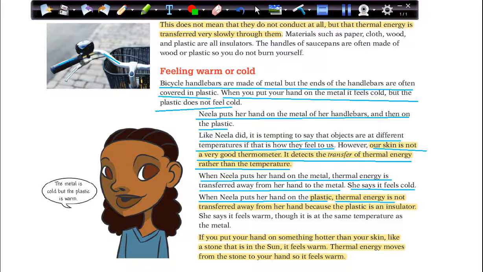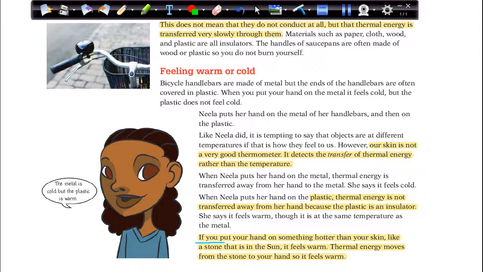So thermal energy is not transferred away from her hand because the plastic is an insulator. She says it feels warm, though it's at the same temperature as the metal. So if you put your hand on something hotter than your skin, like a stone that is in the sun, it feels warm. Why? Because the energy moves from the stone to your hand, so it feels warm.